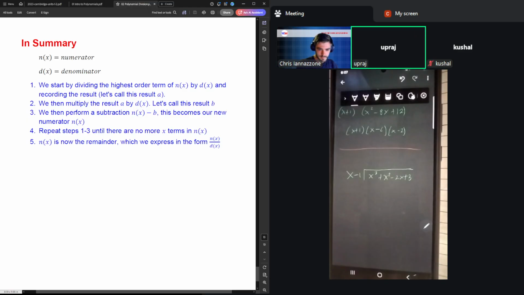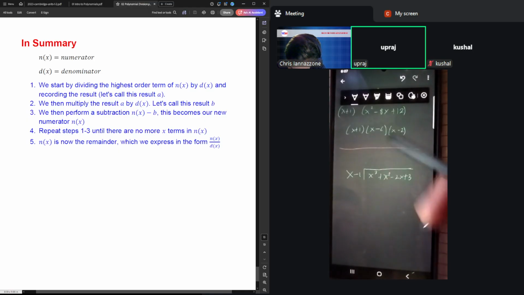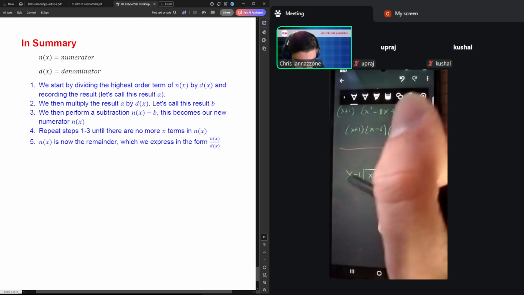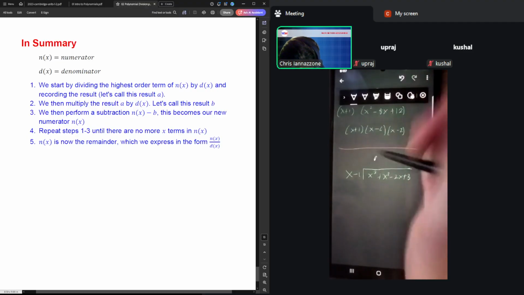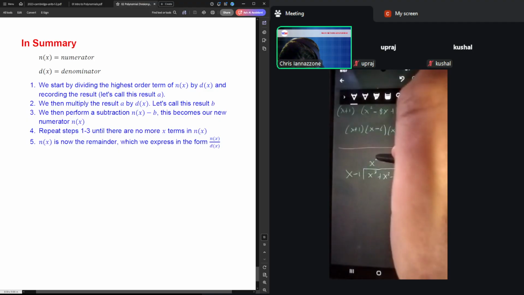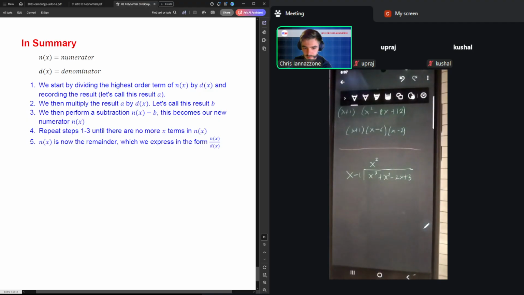Divide the leading term. Yep, divide the leading terms, that's right. So what's that division look like? X to the power of 3 over x. That's it. This is the biggest of the inner, this is the biggest of the outer, or the more accurate term would be the leading terms of them. X cubed divided by x, so x squared. Whatever the result is, we'll put it up the top here. And that's what step 1 says. If you have a look at the screen share, we start by dividing the highest order term of the numerator by the denominator, and then recording the result. Awesome. Next up.